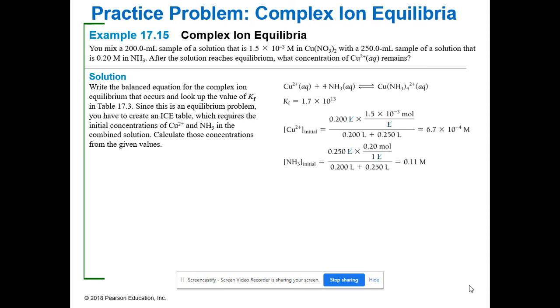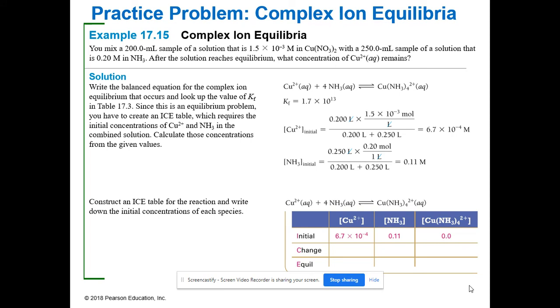Once we have those initials, right? Initial means ice table. So we have our expression. Everything does need to go in our ice table, right? Because they're all aqueous. So initially, we know our copper concentration is 6.7 times 10 to the negative 4th. We know our initial ammonia is 0.11 molar. We don't have any of our complex ion, right? Because that's a product. We don't have any product right now. So that's going to be 0.